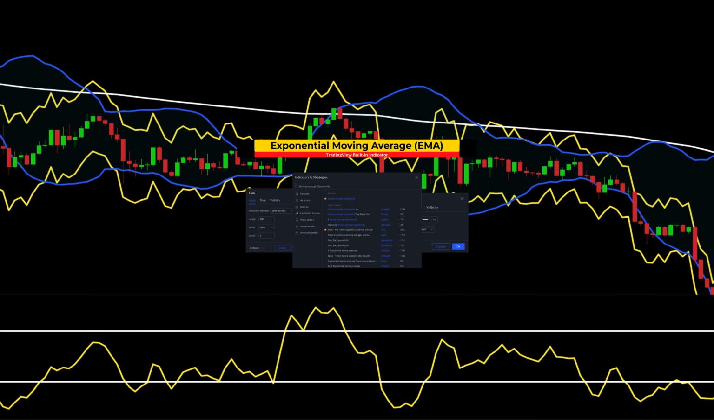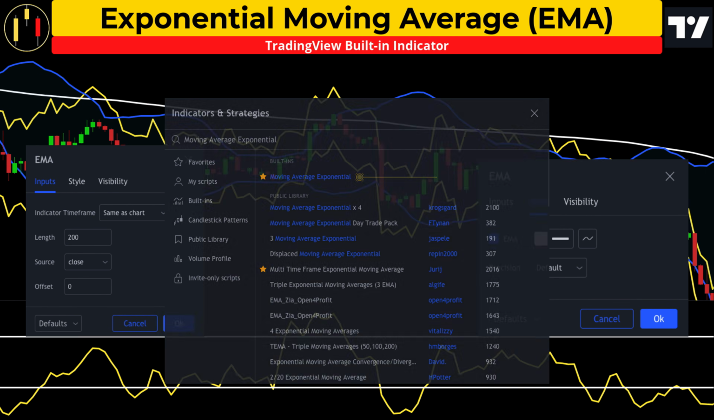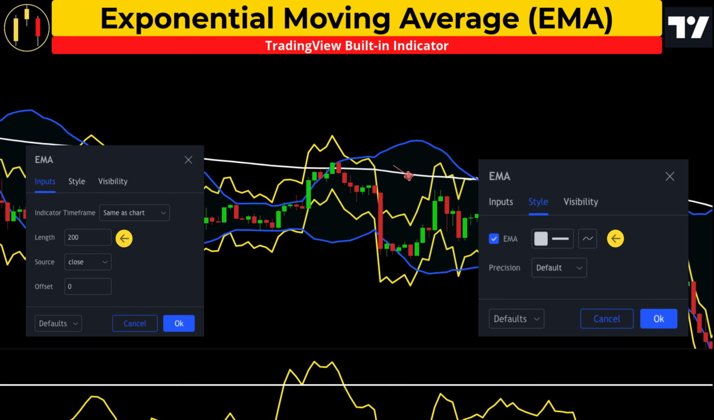The first indicator is the Exponential moving average. I'm going to set the length to 200 and color it white. The 200 EMA will be used as a trend direction indicator.